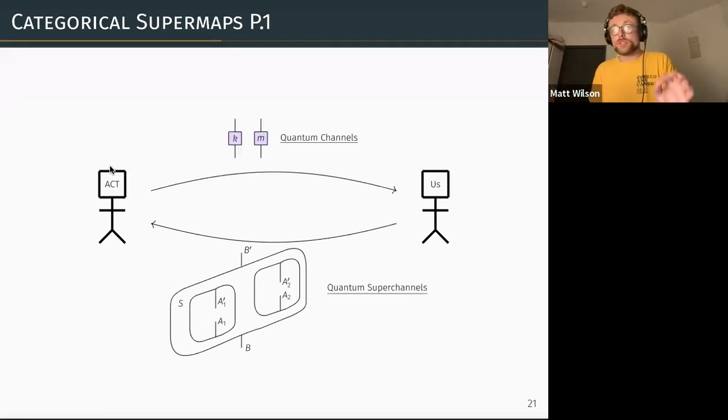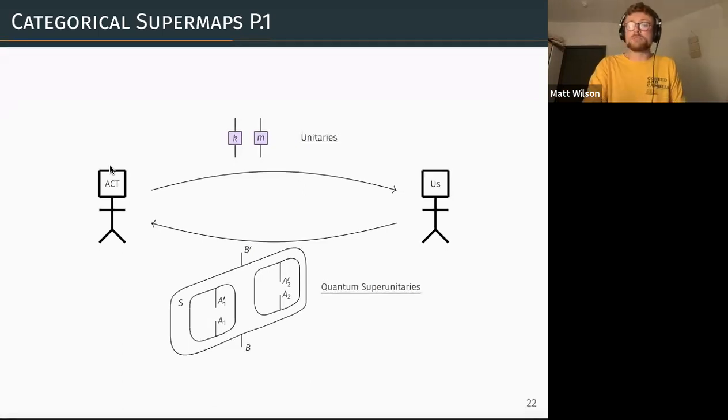Well, first of all, we should recover the domain-specific definitions that we already have from the physics community. So my construction should be such that if you give me the quantum channels, then what my construction spits out is what physicists would have defined, the quantum superchannels. And similarly, and more crucially actually for this tool, if you give me the symmetric monoidal category of unitaries, then my construction should spit out what physicists would have wanted, the quantum superunitaries. Okay, so that's a domain-specific requirement.